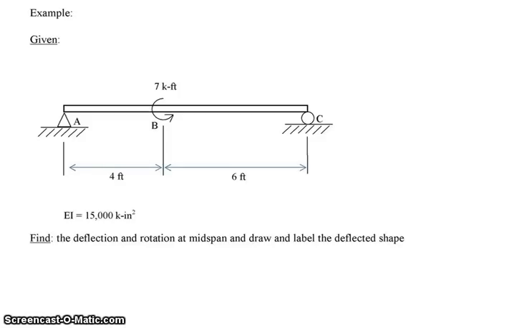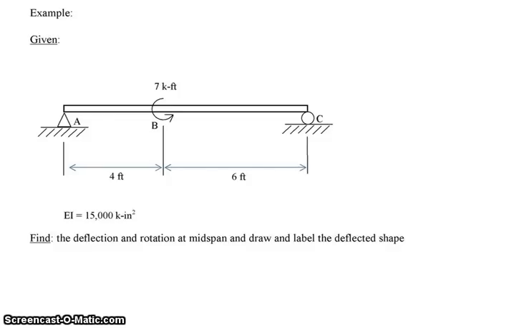Hi, this is Captain Frank, and I'm going to be going over the last example problem dealing with the double integration method, which is found on block 3B note taker starting on page 14. This is the most complex example problem that we'll go through in class, and it involves a simply supported beam with a 7 kip-foot point load.